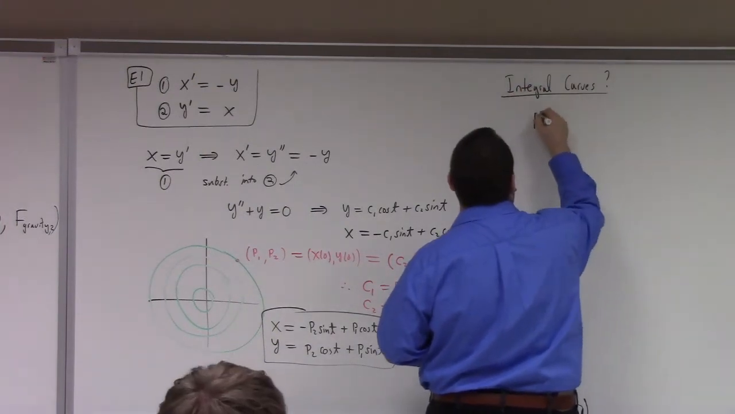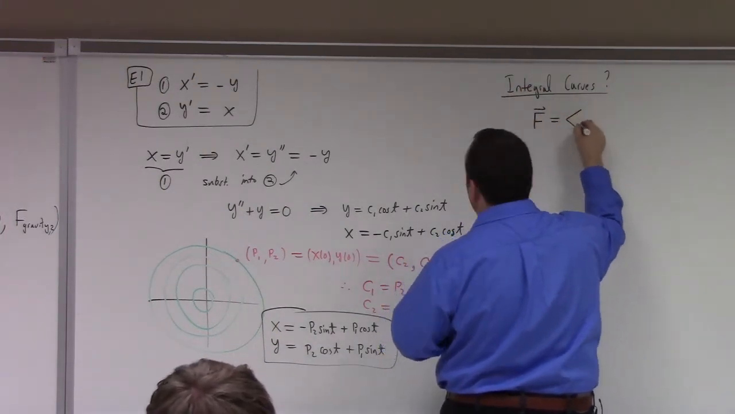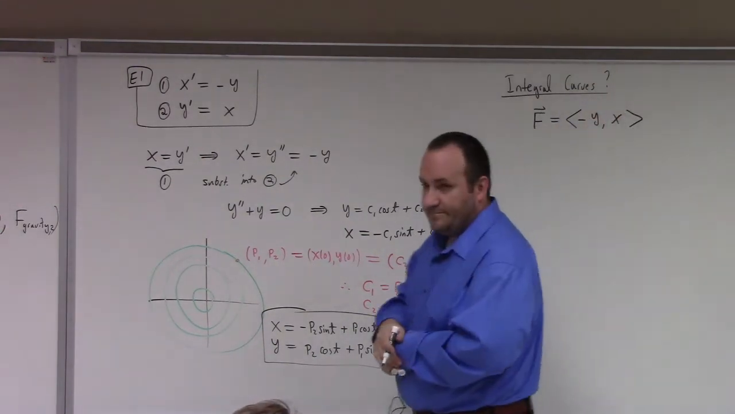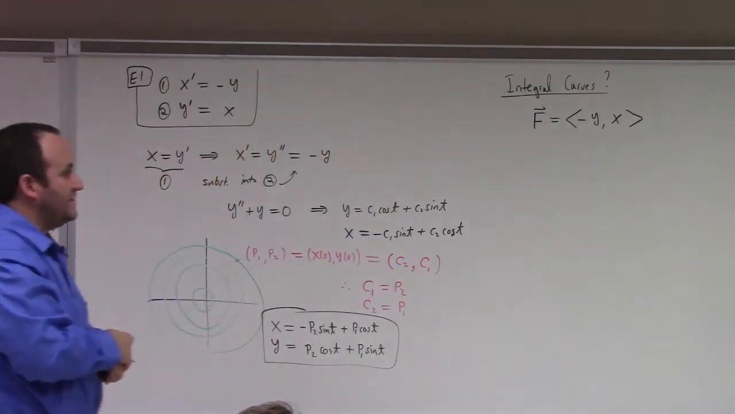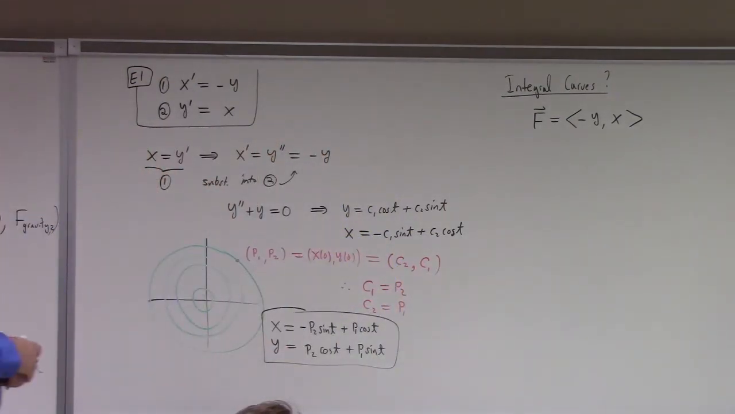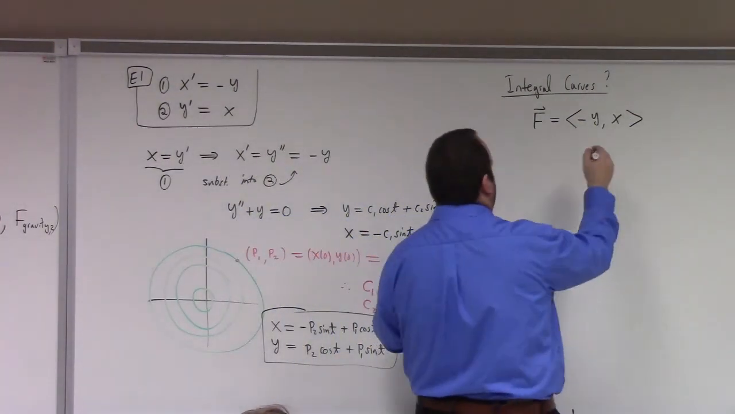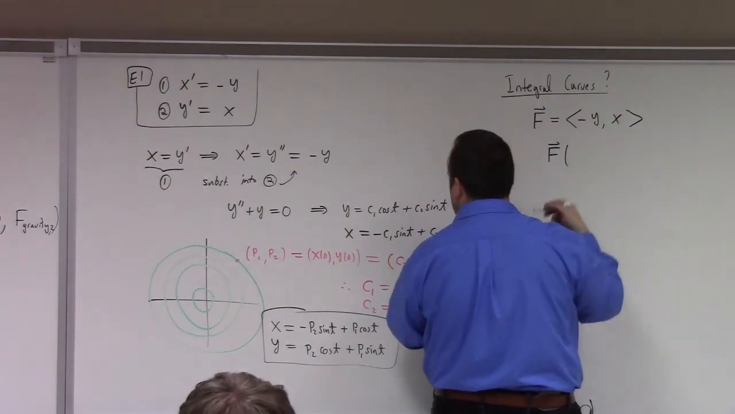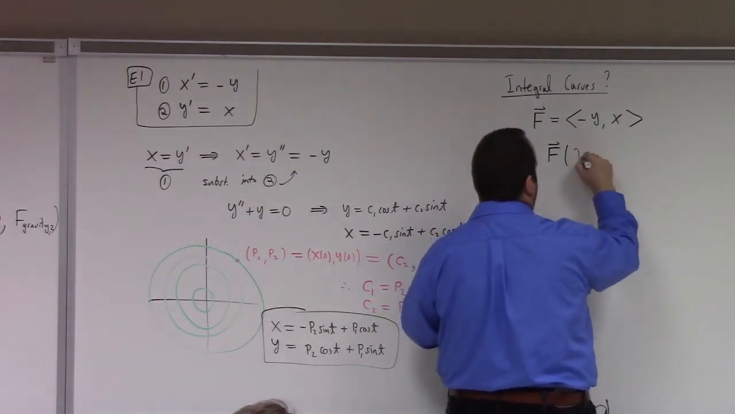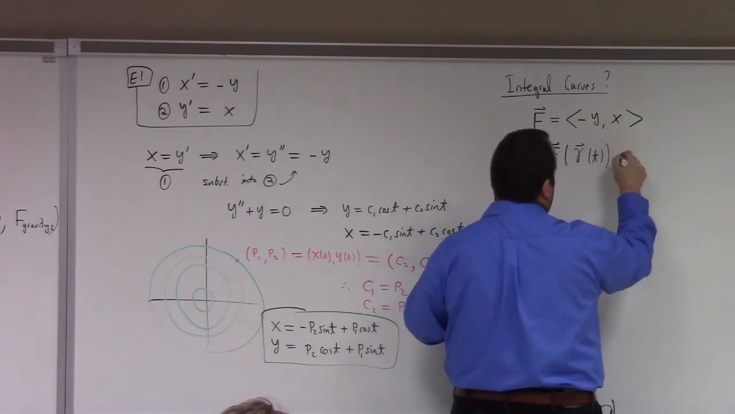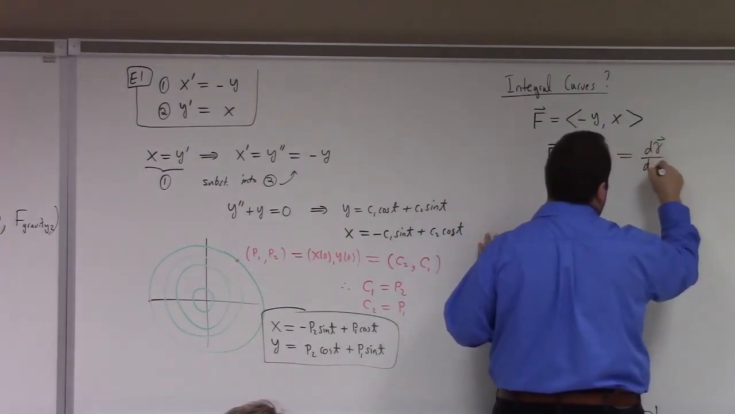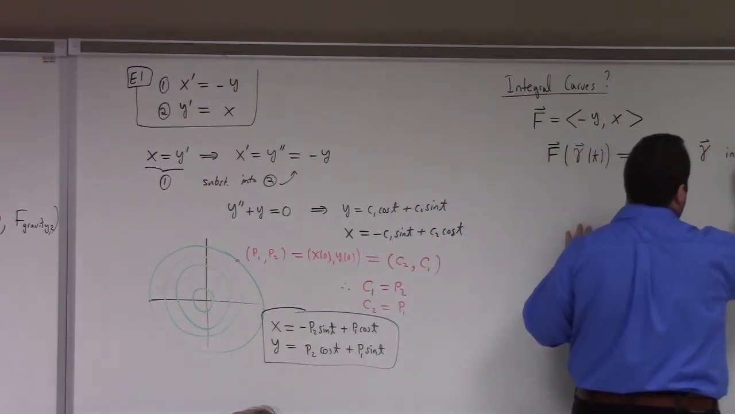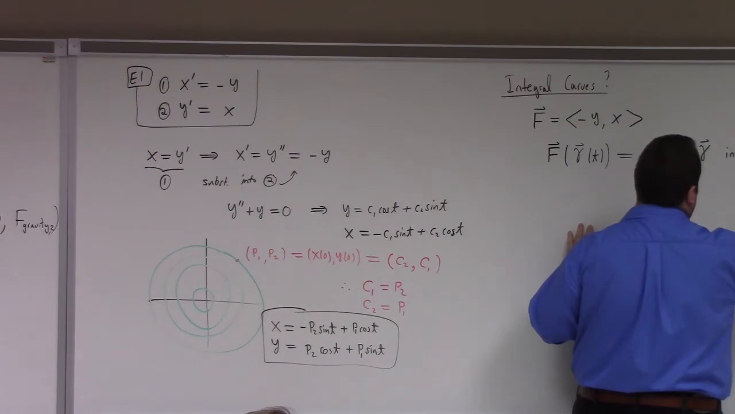If we look at the vector field f = (-y, x), and you want curves which line up with this vector field, which means you want f of the curve, let's call it gamma, f(gamma(t)) = d gamma/dt. So this would make gamma an integral curve to f.